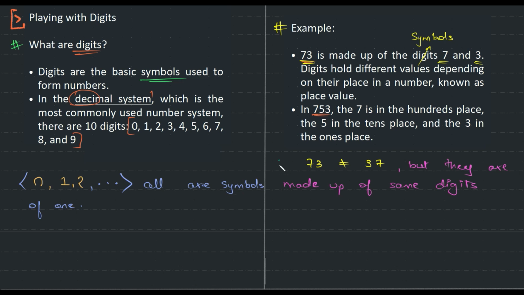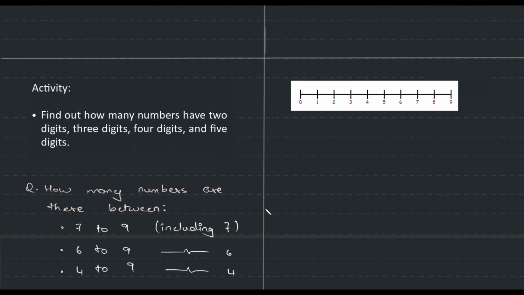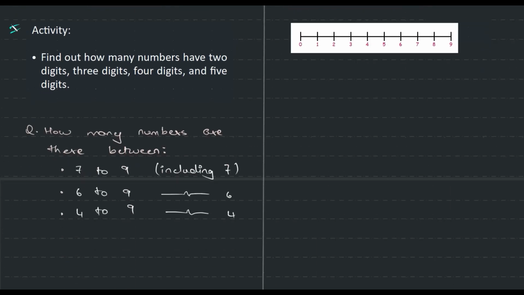So what changes over here is the place value. So 753, 7 is the 100th place, 5 is the 10th place, and 3 is your 1st place. Okay, again, digits, it's a very simple concept. Digits are nothing but your symbols that are used to represent numbers. Now, let's look at some activity to concretize the idea of digits. Find out how many numbers have 2 digits, 3 digits, 4 digits, and 5 digits. Okay, so in decimal system, there are many other systems. Of course, I can't talk about it now, but yeah.